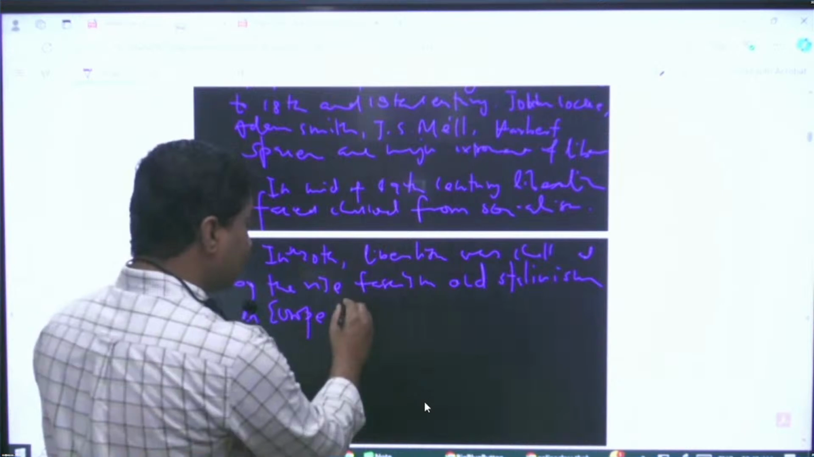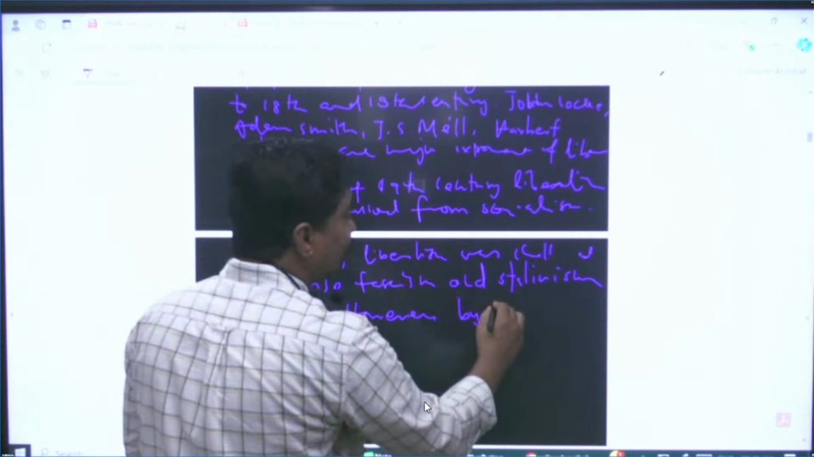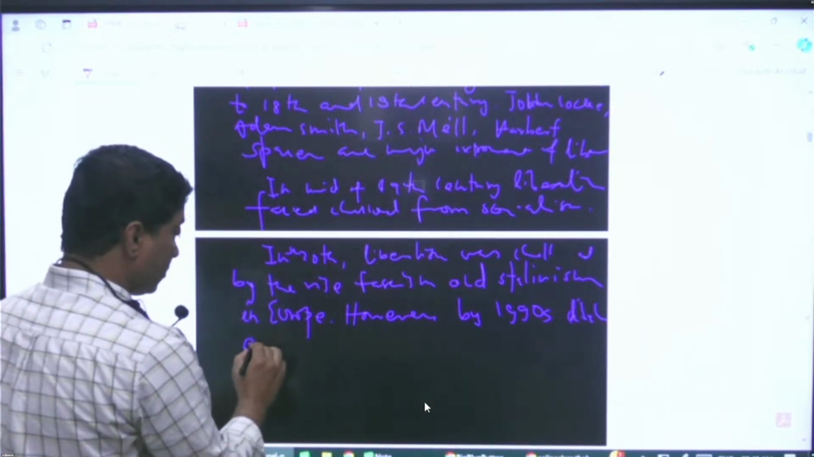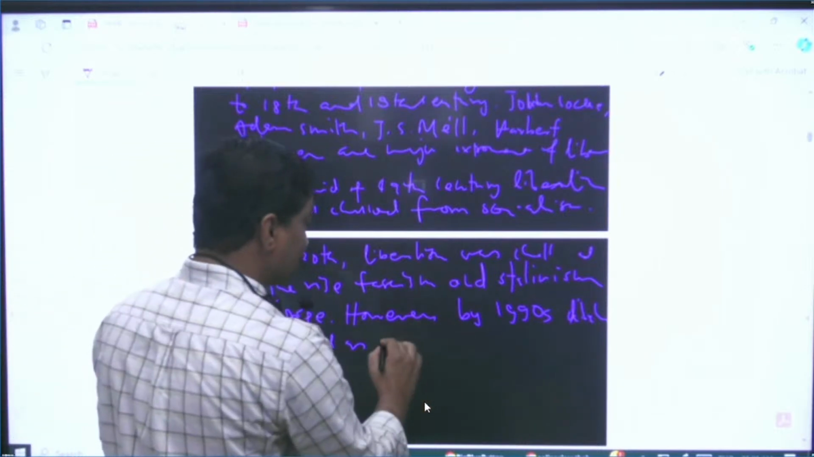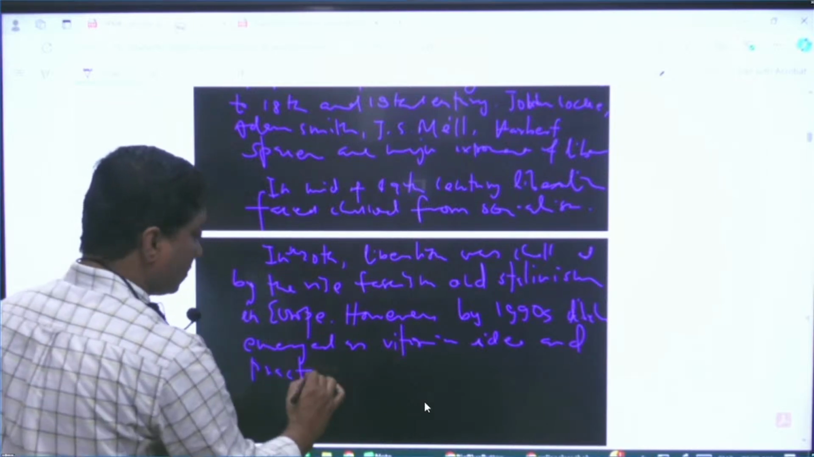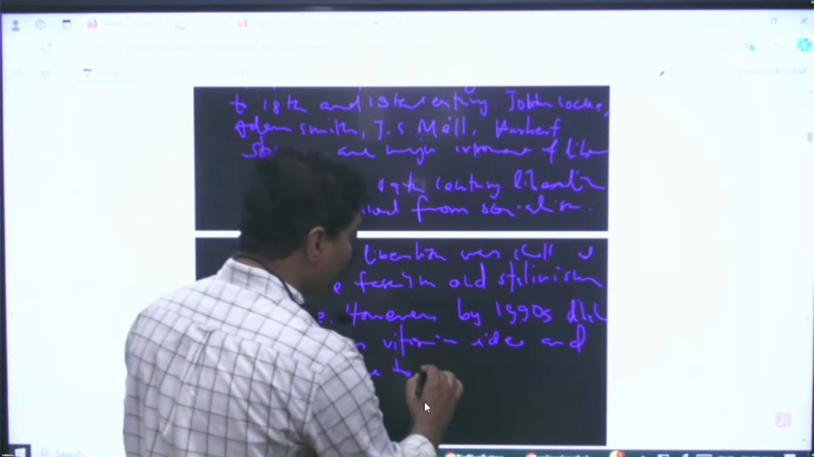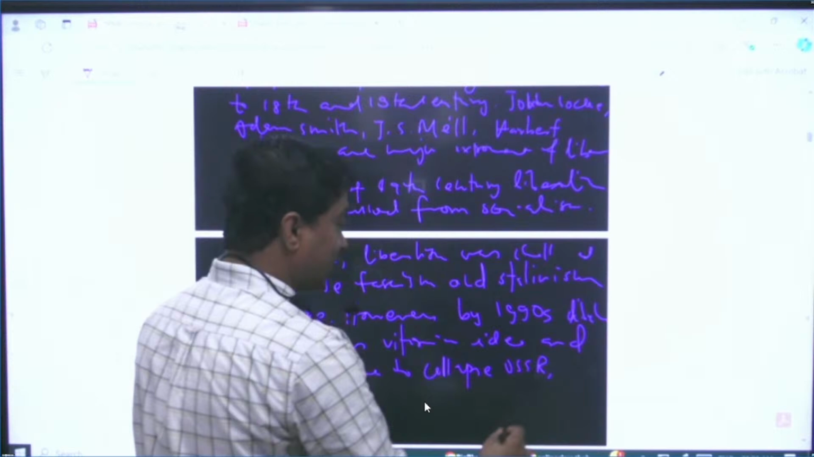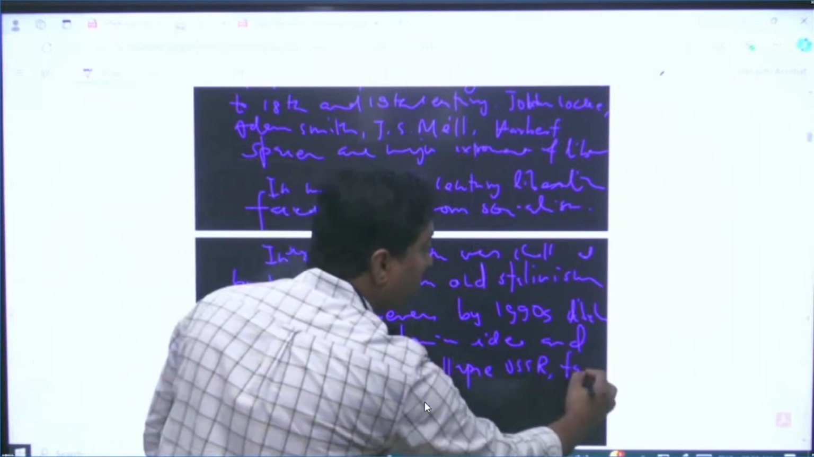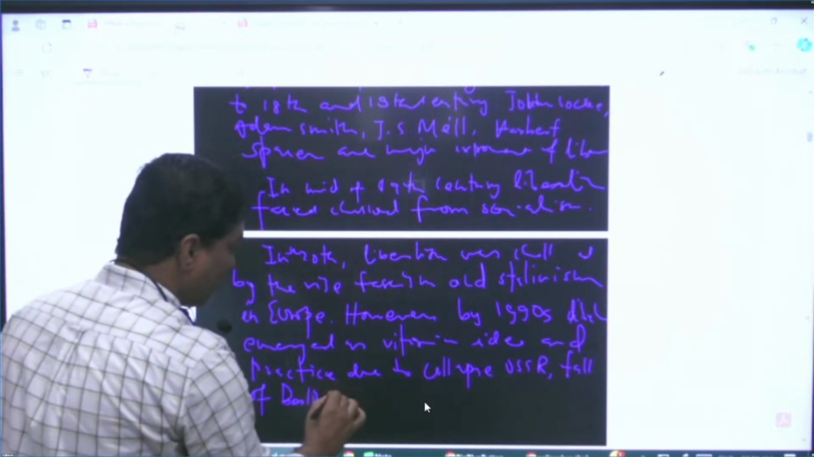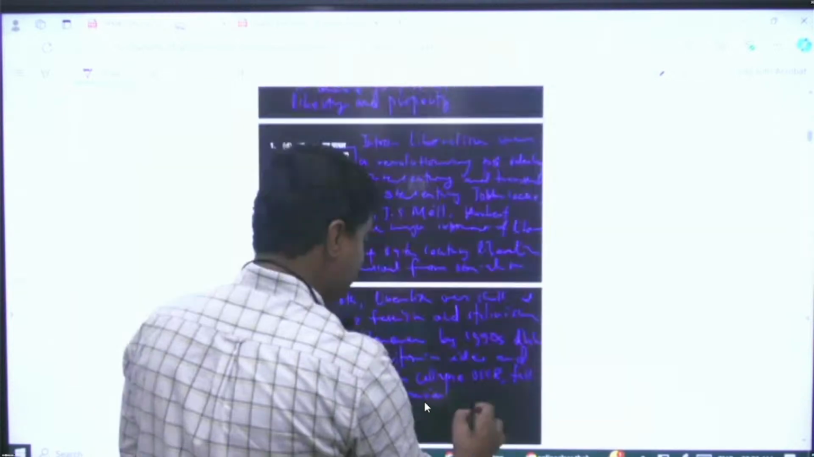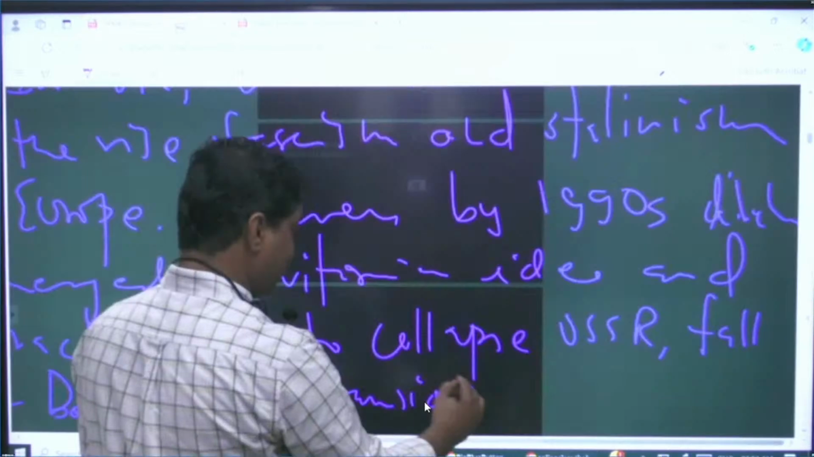However, by 1990, liberalism emerged as a victorious idea and practice due to the collapse of the USSR, the fall of the Berlin Wall, and the expansion of democracy. What is the problem with this?